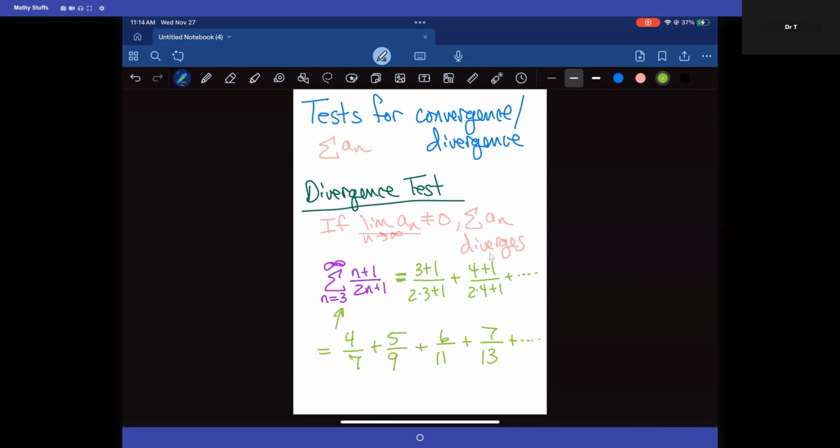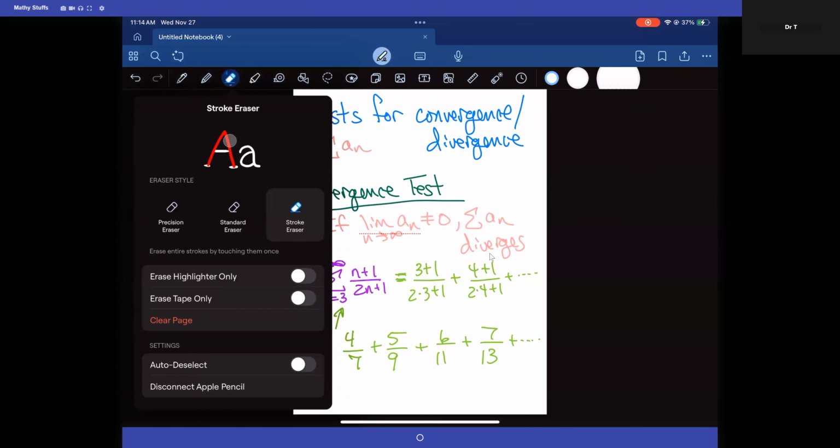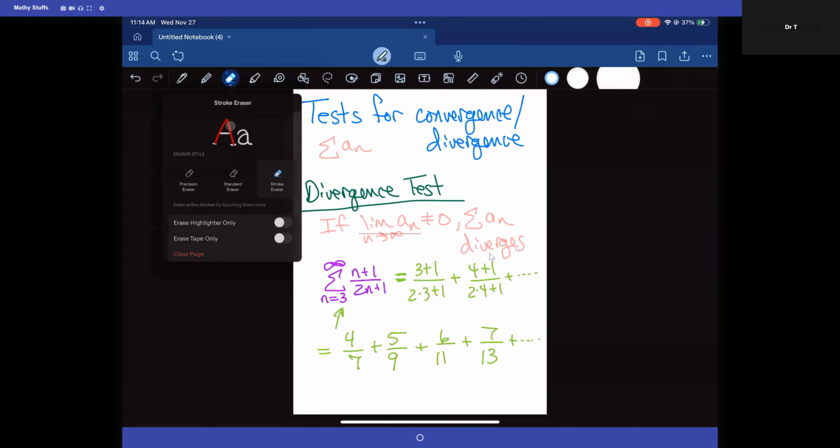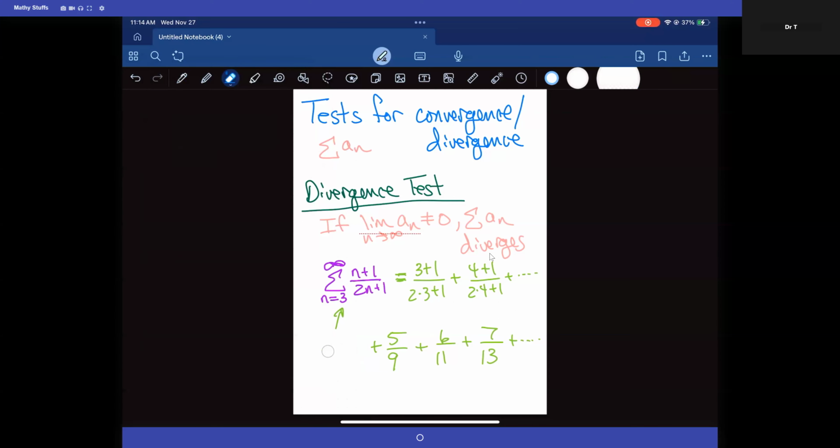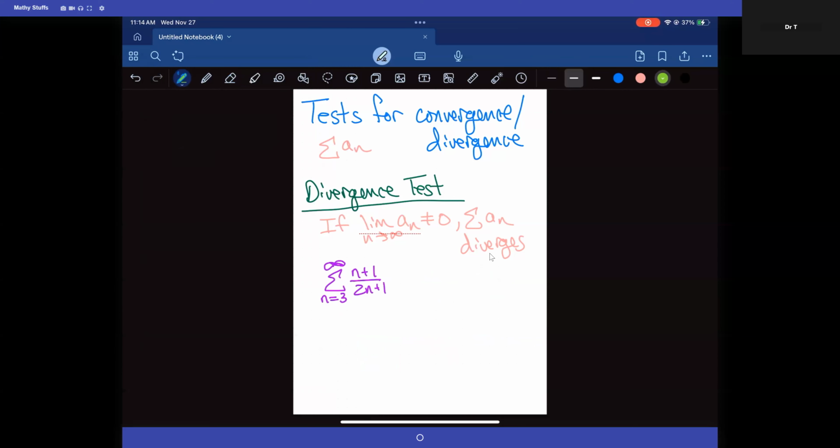So let me get my eraser out here. This thing's been acting like it's never seen me before for some reason. It's like making me go through all sorts of initial steps. Let's get rid of this. We saw it. You can come back and look at that if you need. And you can pause this video as you see fit.